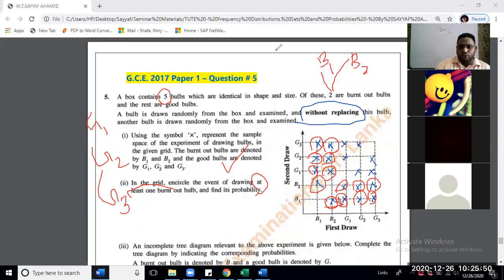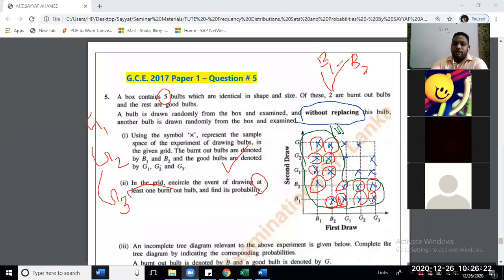So now you're going to encircle it. Here they say in the grid encircle the event of drawing at least one burnt out bulb. So here only one encircling is there, so you can just leave it, or you can even mark it as Roman number 2. But if there are multiple encircles, definitely they will ask you to draw A and B.